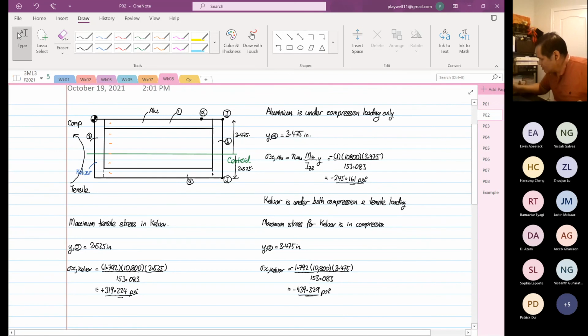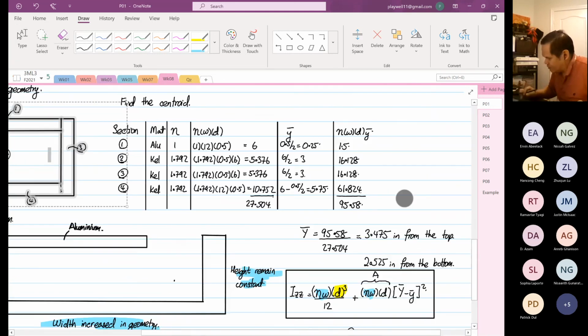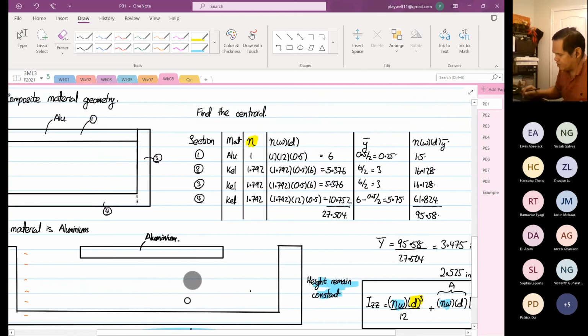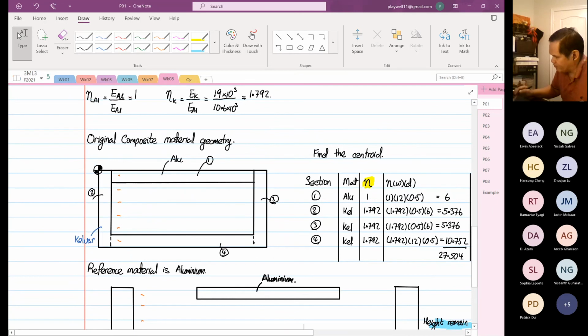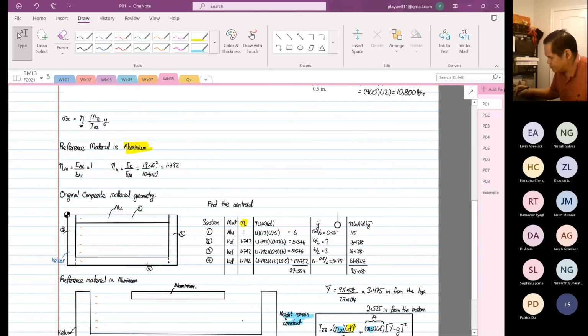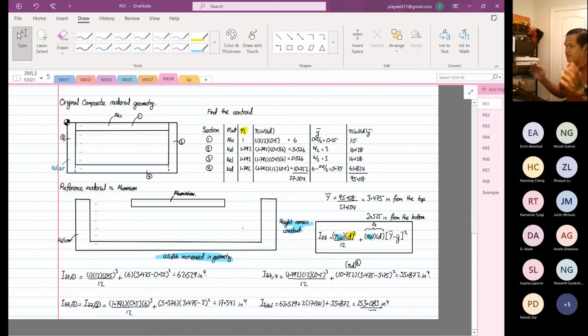Okay. The tricky part, not the tricky part, but you have to include your n coefficient down here, the reference material coefficient, and you have to just pick your reference material for this. We pick aluminum, and you just do your calculation, okay. So everything is still the same in our analysis.